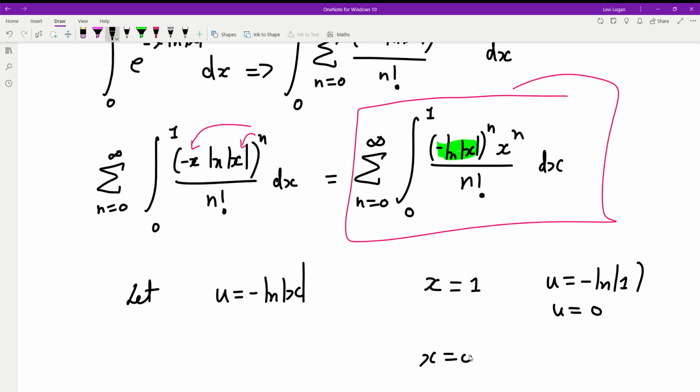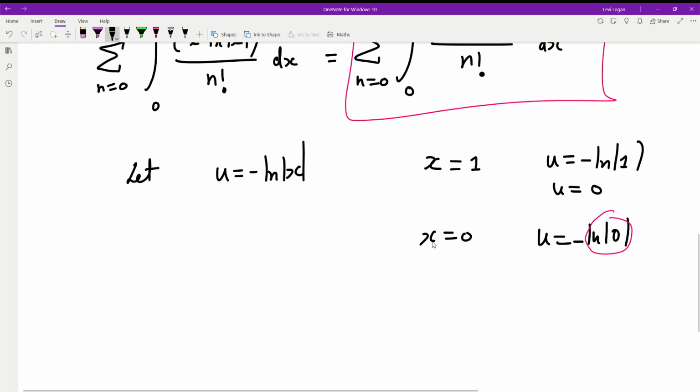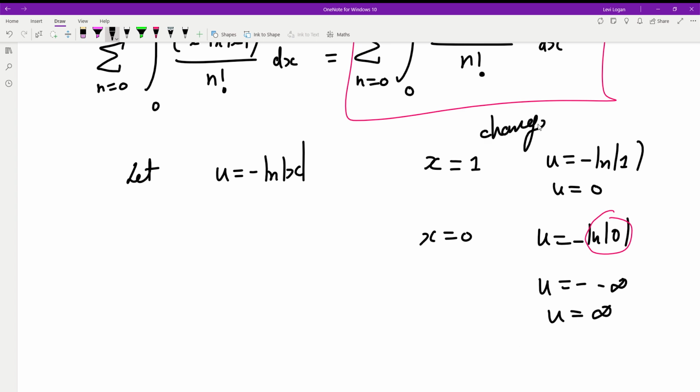When x equals 0, u is going to be natural log of 0. Now you can't evaluate log of 0 because it's undefined, but it approaches negative infinity. So what we can do is pretty much replace this here with just negative infinity, because it approaches it when you get close to 0. So u equals negative of negative infinity, which is just positive infinity. Okay, so that's your change of bounds.